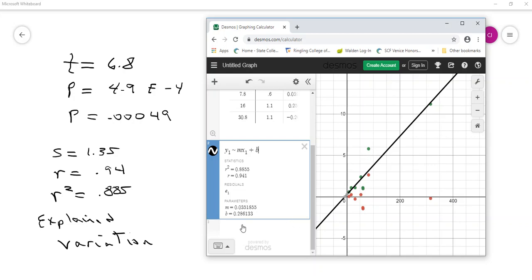Okay, we're going to stop there and head to chi-square next.